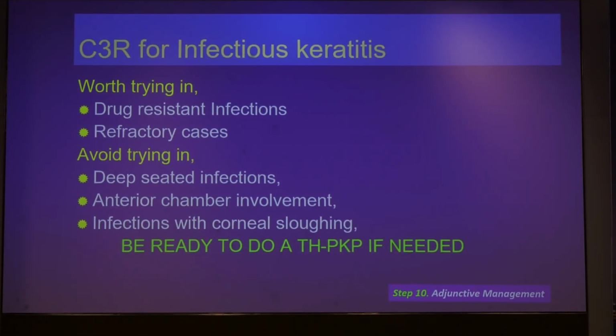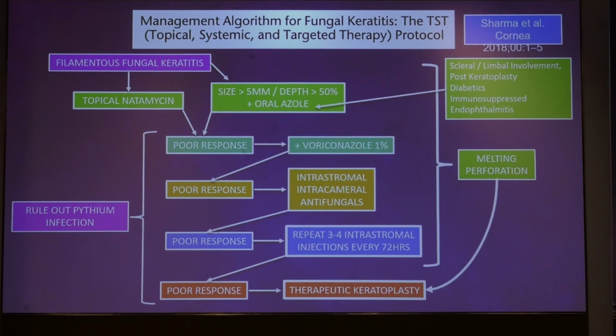Cross-linking is something that is evolving for certain drug-resistant infections and refractory cases. This is the last slide of my talk, but I'll just have 2 or 3 more slides to show you. Since fungus and bacteria are the predominant infectious etiologies, how do we manage?